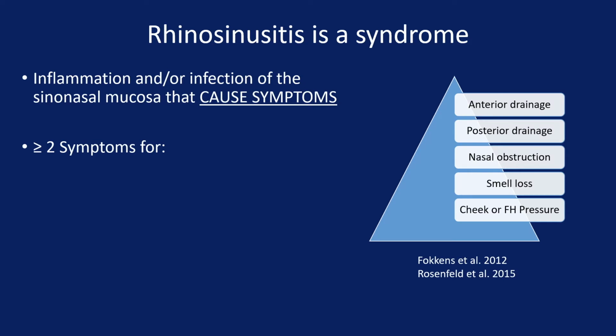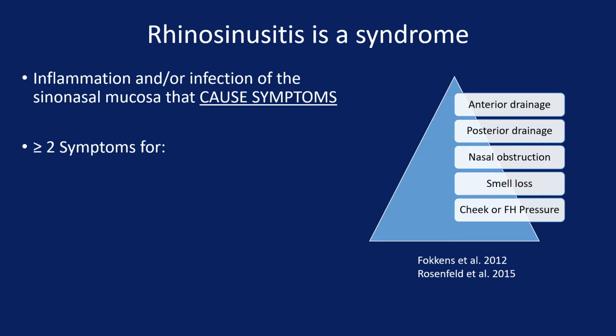All right, and if you go by either United States or European guidelines, it seems that we have worldwide agreement that you need 2 or more symptoms of the following: anterior drainage out the front of the nose, posterior drainage down the throat, nasal obstruction as in decreased airflow through either side, smell loss, or cheek or forehead pressure. Okay, so I highlight this because it's only 5 symptoms. And then, yes, it's still kind of annoying to ask about 5 symptoms with every patient on top of everything else you're asking them, but you don't need to remember like 11 or 12.